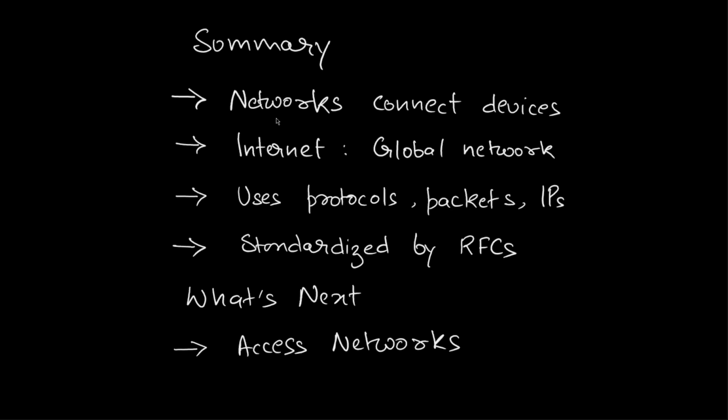Let's wrap up now. In this video, we covered how computer networks connect devices to share stuff, and that the internet is a global network of networks, growing from ARPANET to the Internet of Things. And devices use protocols, packet switching, and IP addresses to communicate, and it's all kept standardized by RFCs. In our next video, we'll cover access networks. It is the media through which our devices connect to the internet.